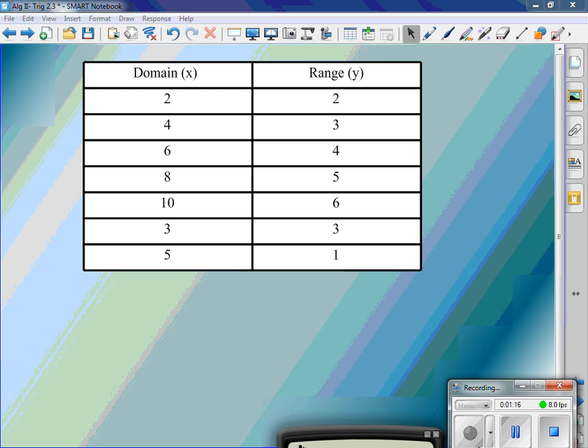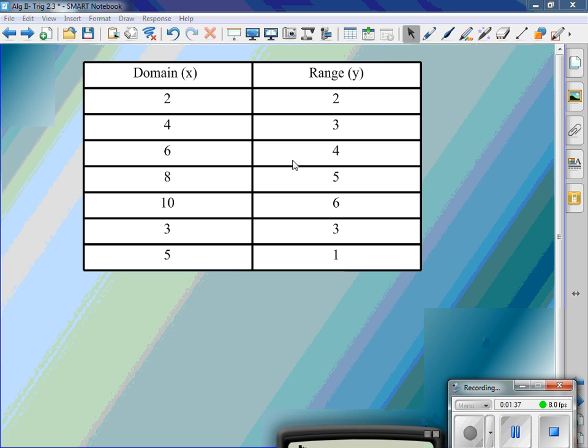I have this set of numbers. The domain are all my x values. So I have 2, 4, 6, 8, 10, 3, 5. The range are all my y values: 2, 3, 4, 5, 6, 3, 1. I need you to write this table down.